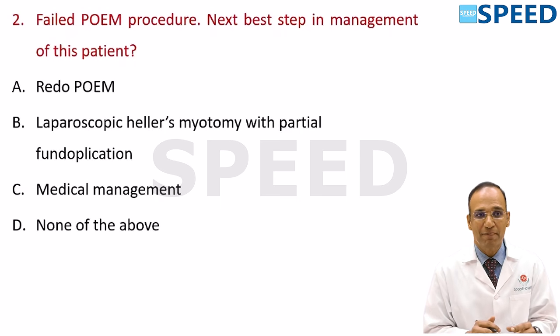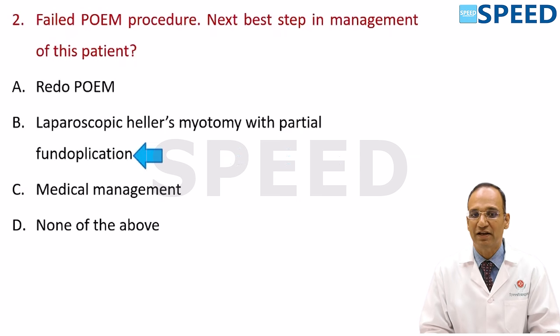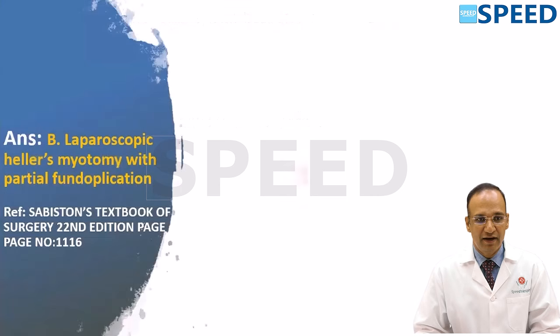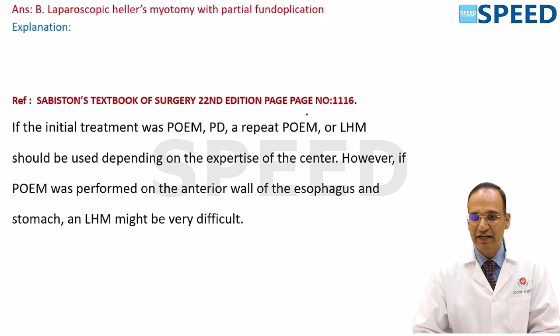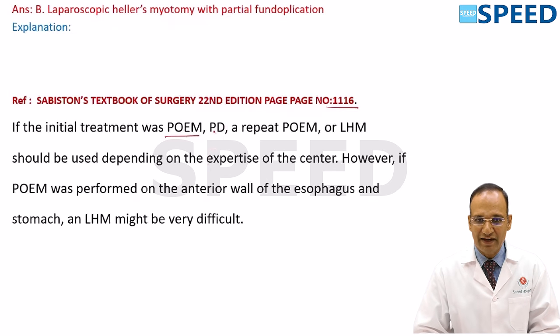But the question here is, if it fails, what is the next step? The next step is a laparoscopic Heller's myotomy with a partial fundoplication. Is that clear for all of you? Now, Sabiston 22nd edition, page number 1116, says initial treatment: if the initial treatment is POEM, because in this question POEM is already done, then pneumatic dilatation, or a repeat POEM, or a laparoscopic Heller's cardiomyotomy.